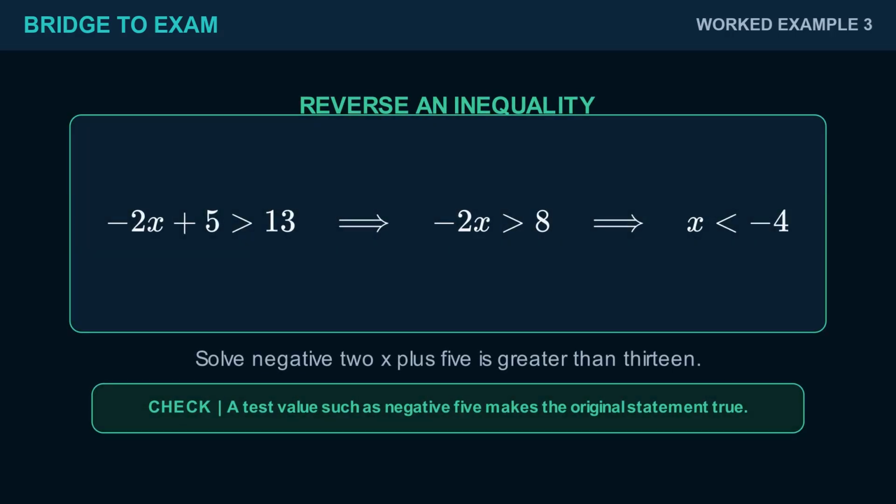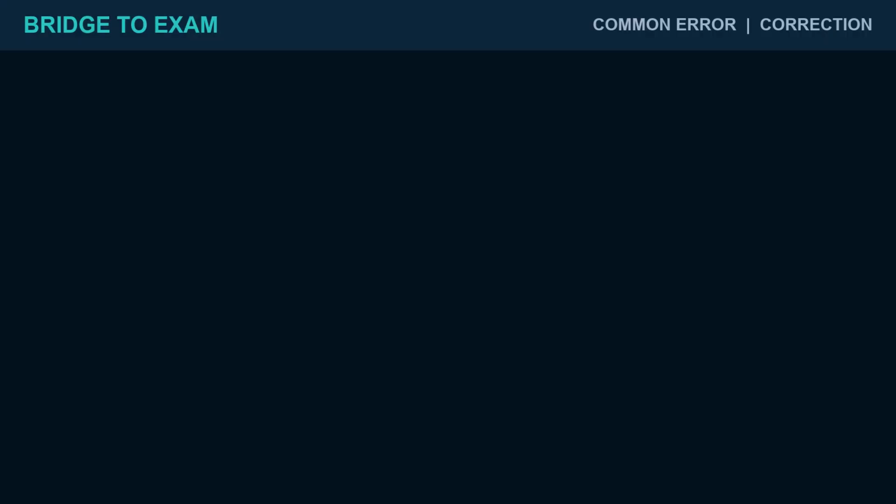Worked Example 3. Solve negative 2x plus 5 is greater than 13. Subtract 5, then divide by negative 2. Dividing by a negative reverses the comparison, so x is less than negative 4. Check. A test value such as negative 5 makes the original statement true.